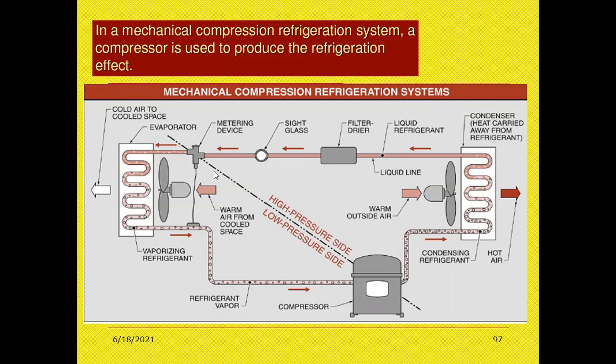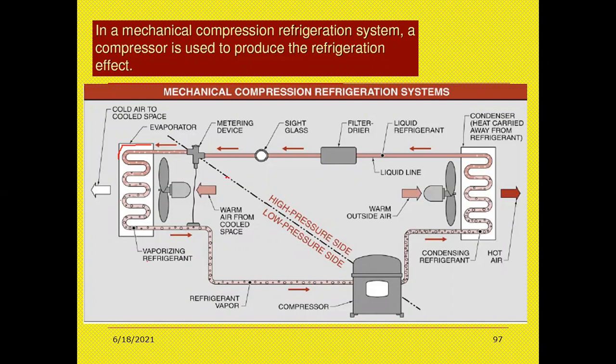Now if you see the refrigerator concept, the mechanical compression refrigeration system, the cool air is coming outside in this form, cool air to the cool space. This is the evaporator, which we already studied in the last class. Inside this coil, inside this tube, the vaporizing refrigerant is present. See here.